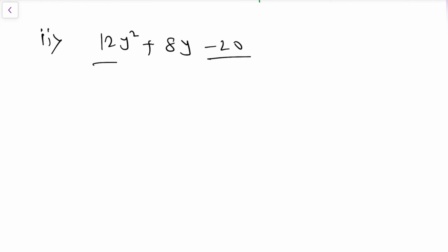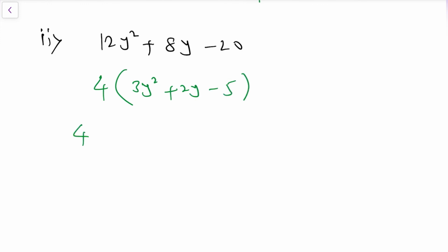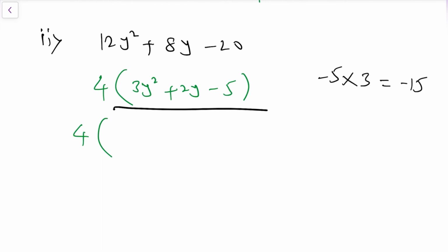Here 20, here 12. Minus 20 into 12 will become minus 240. So splitting the 240 will become very difficult. To make it easy, I am taking something common, that is nothing but 4. If I take 4 common, we remain with 3y square plus 2y minus 5. Now 4 into this bracket. For the splitting of the middle term, the constant is minus 5 into y square coefficient 3, so minus 5 into 3 is minus 15.